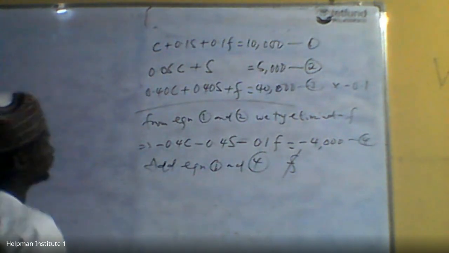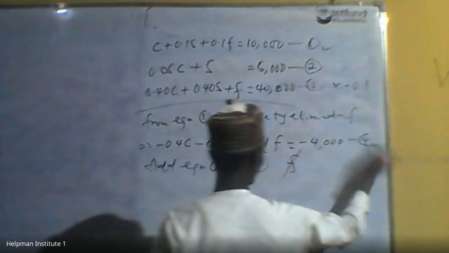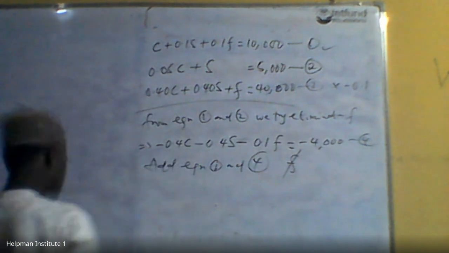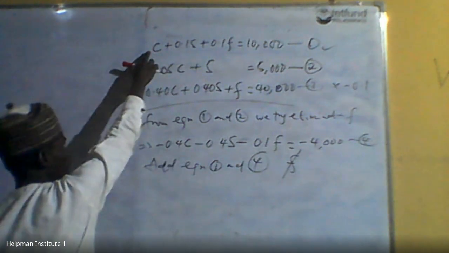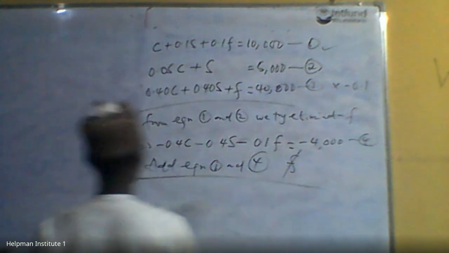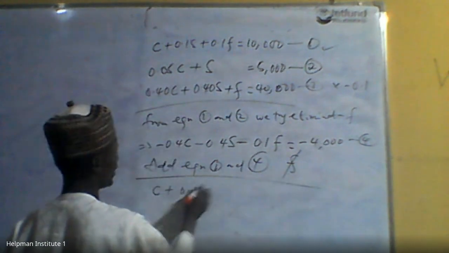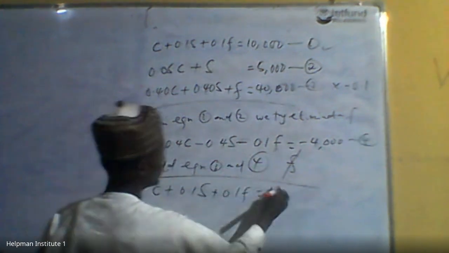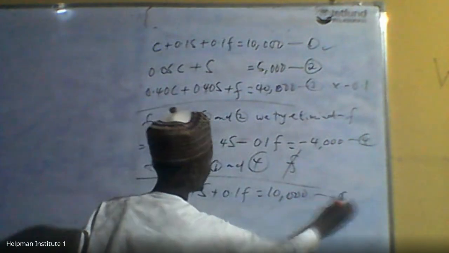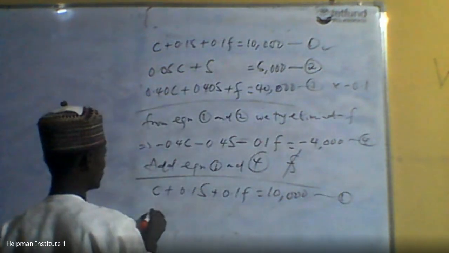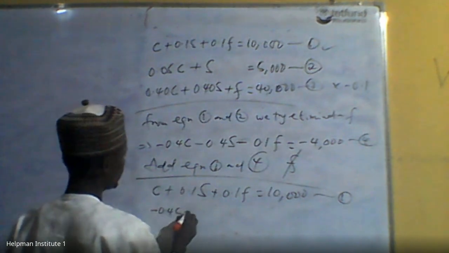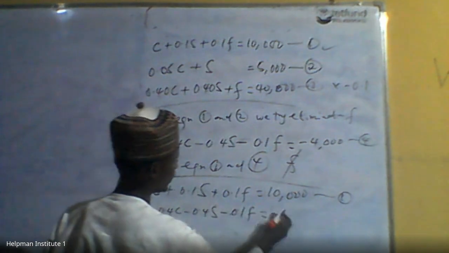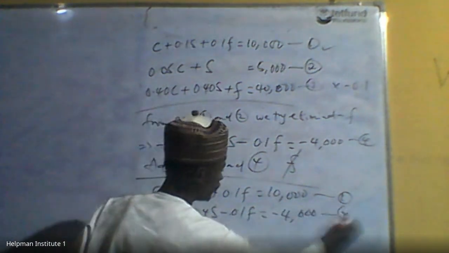And we add it together, right? Equation 1, as you can see, and equation 4. So you have 1c, c minus 0.4c. So the coefficient of c here is 1. We are adding. Look at what I'm doing. Let me even write it for clear understanding. We have plus 0.15s plus 0.1f equals 10,000. We said it's equation 1. We also have equation 4, which is minus 0.4c minus 0.4s minus 0.1f, and this equals minus 4,000. This is equation 4. So we want to add this.